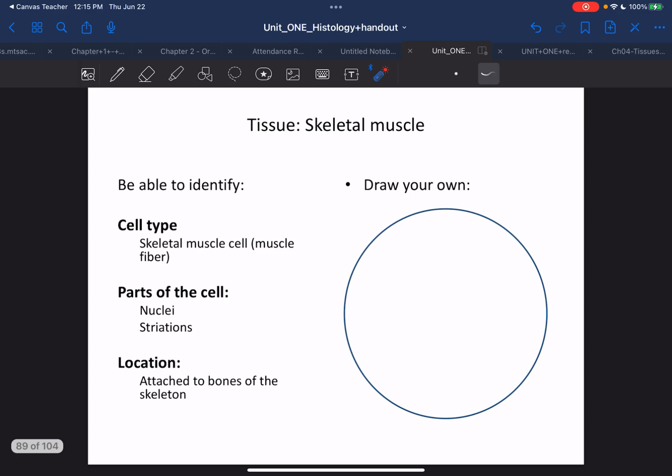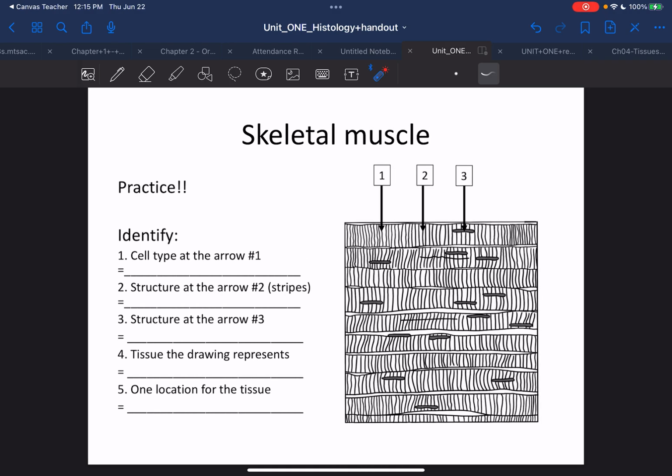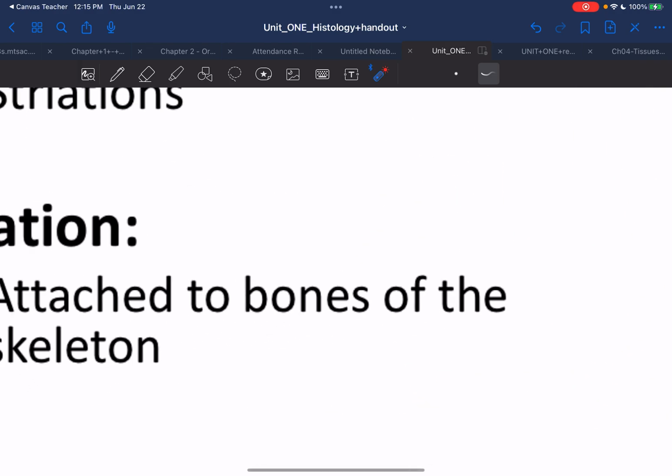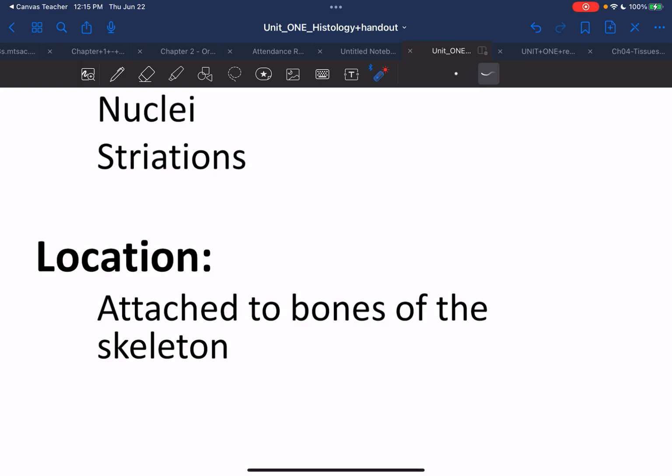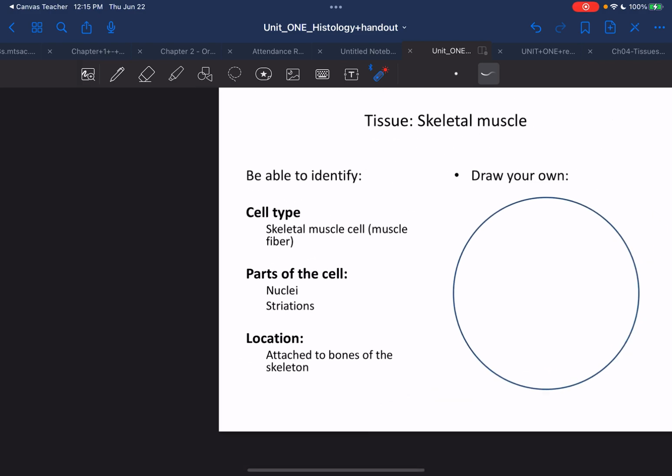Striations, nothing new to add there. That's all it is, be able to recognize. And where do you find it? Attached to the bones of the skeleton. Nice and easy, right? They're called skeletal muscle for a reason. They're attached to the skeleton.